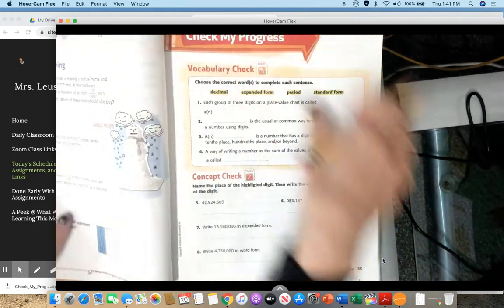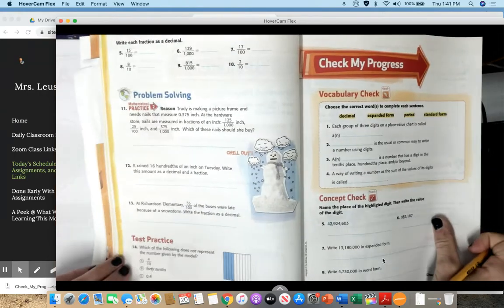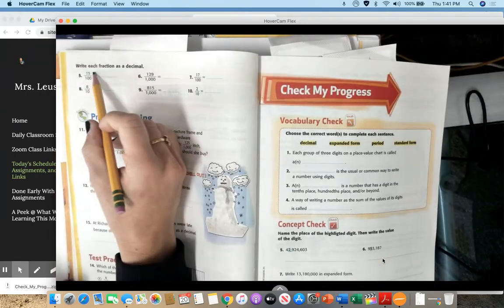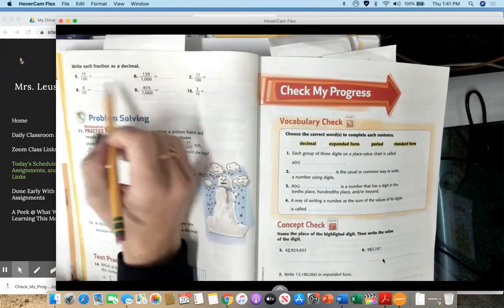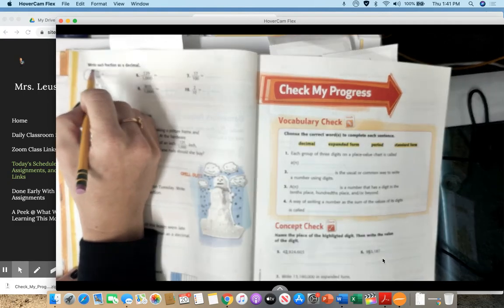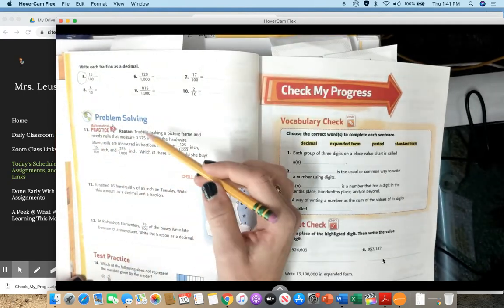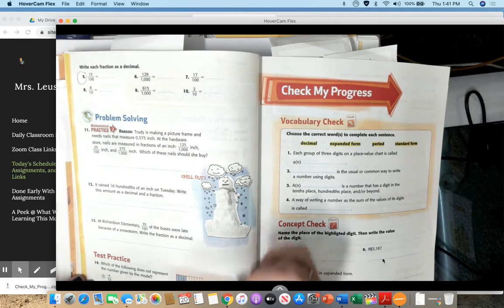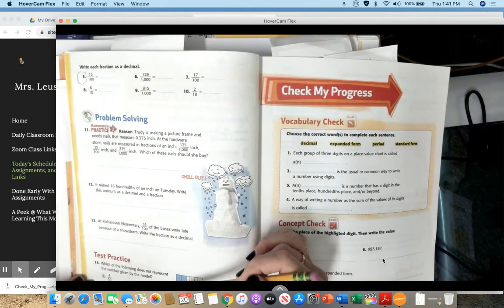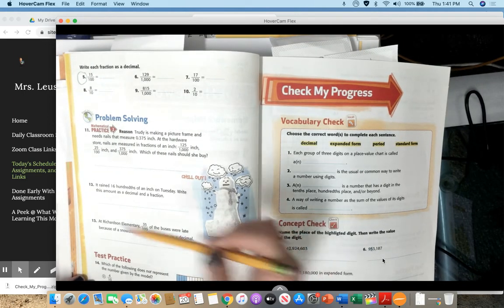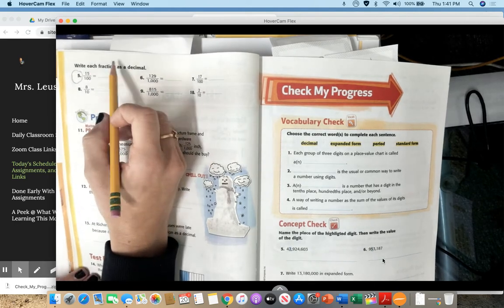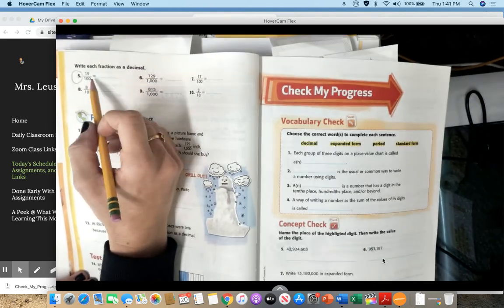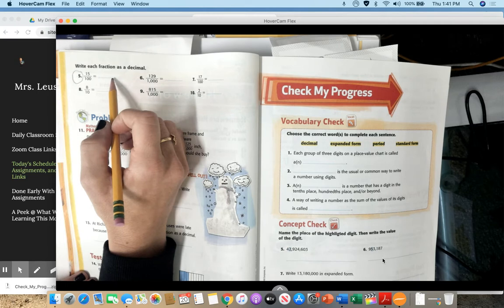On the back page, here's what I want you to do. I want you to do just 5 through 10, and I'm going to do number 5 for you to get you started. You are not doing any of the problem solving today. We will do that when I meet with you during Math Stations. So go ahead and get started. Write each fraction as a decimal. So you're just turning fractions into a decimal.